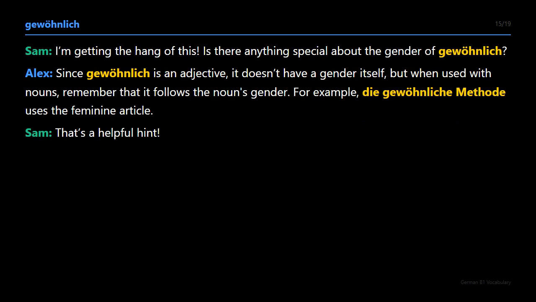Is there anything special about the gender of gewöhnlich? Since gewöhnlich is an adjective, it doesn't have a gender itself, but when used with nouns, remember that it follows the noun's gender. For example, die gewöhnliche Methode uses the feminine article. That's a helpful hint.